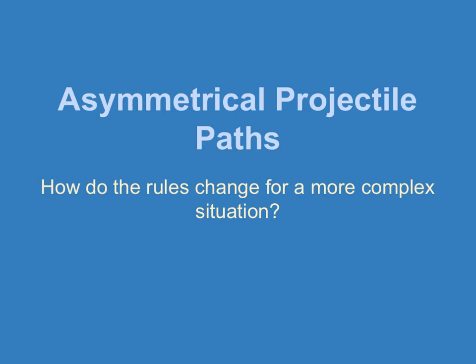Hopefully you feel comfortable handling two of the special cases that often come up with projectile motion. That is when an object is shot off horizontally or when it's shot at an angle. But we should be able to apply the basic rules of projectile motion to any situation, even ones where the path is asymmetrical, like the ones we'll see in this video.